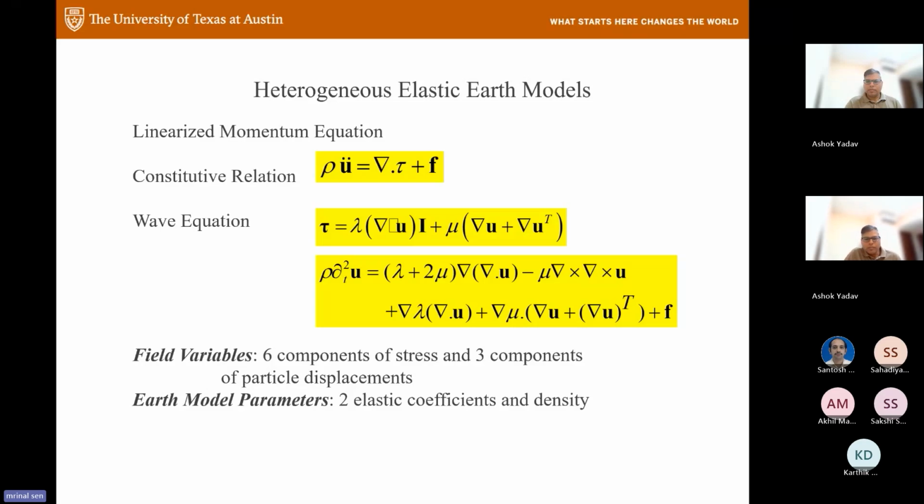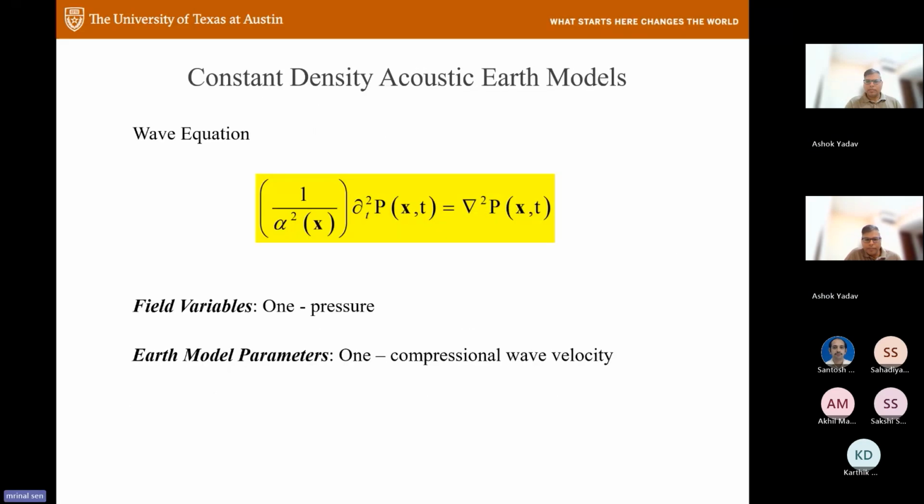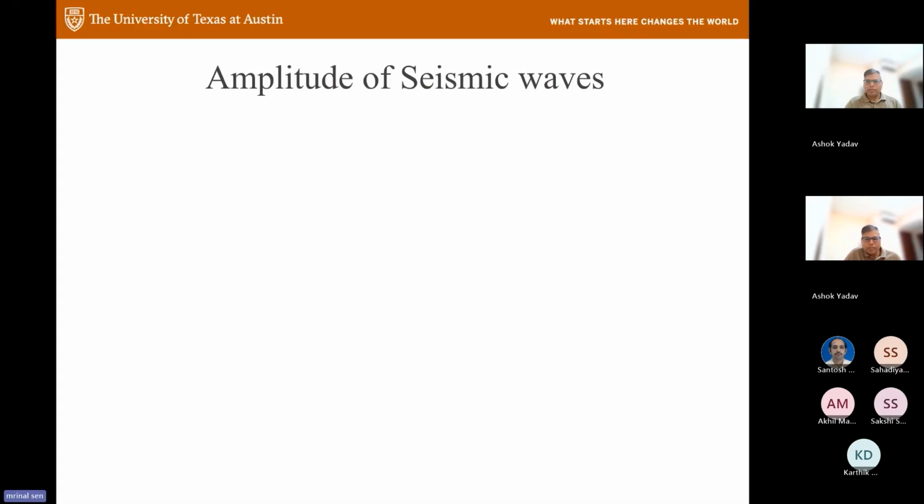Now we have two parameters, lambda and mu, and rho. And then we have the constant density acoustic wave equation.